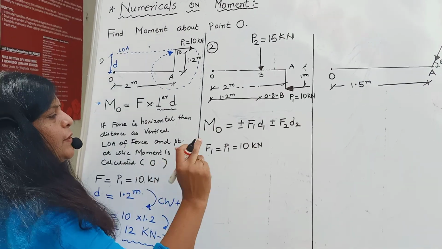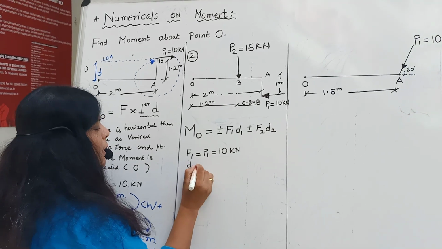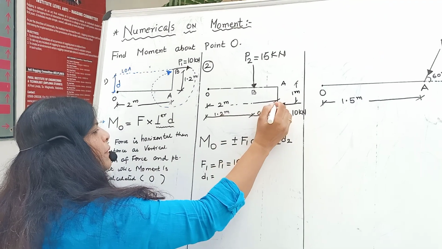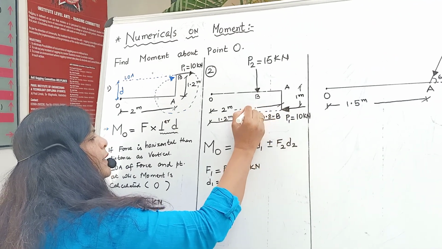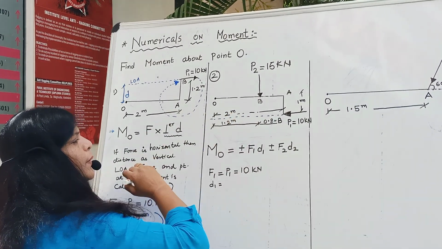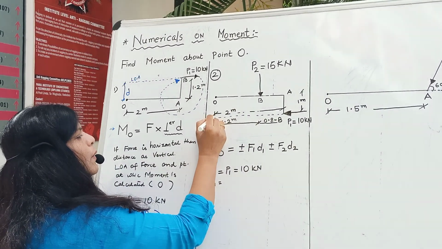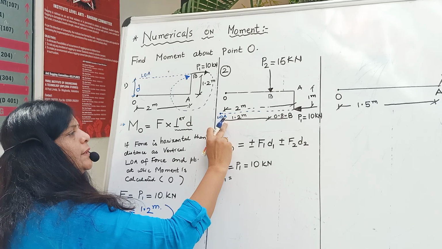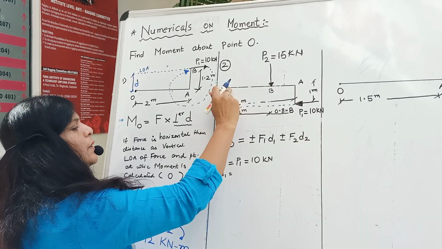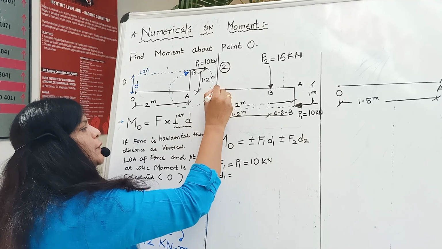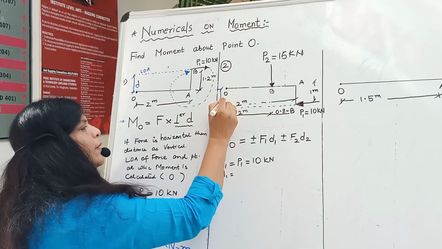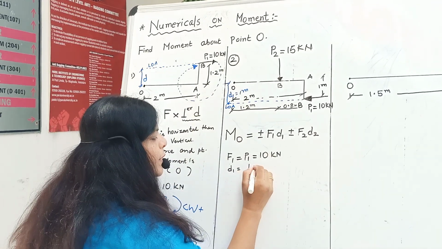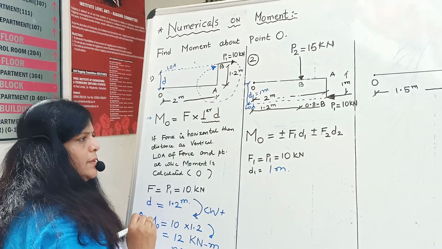Okay, now to find out the distance d1, we have to take the line of action of the force P1. So we are extending it in the forward direction. Okay, so this is our LOA. Okay, now what is the perpendicular distance? The distance between the line of action and point O. So what is the distance? This distance d1 is equal to 1 meter. So I can write d1 is equal to 1 meter.